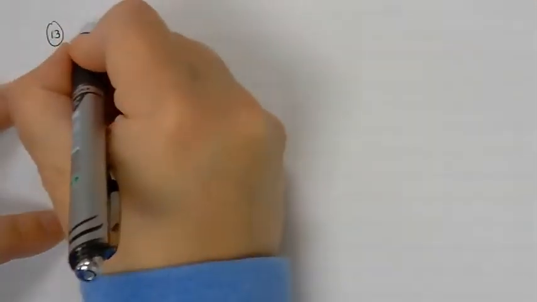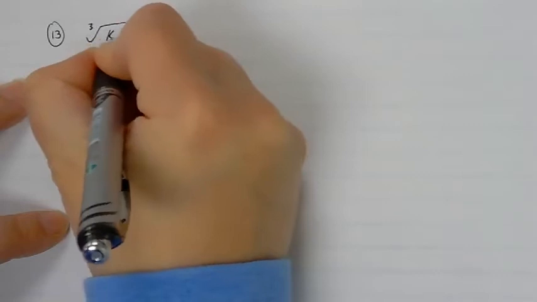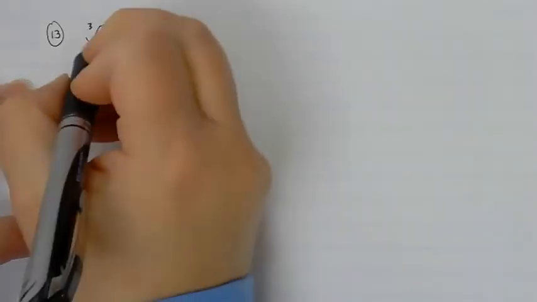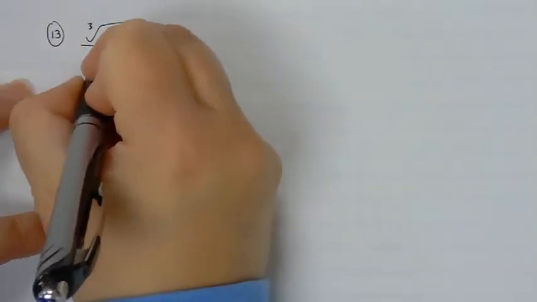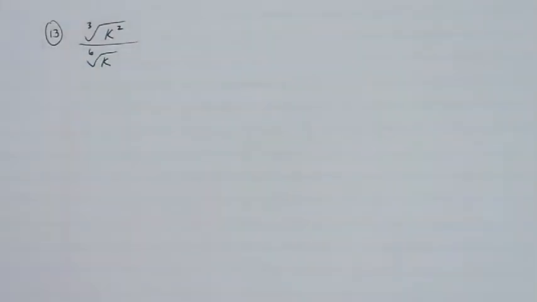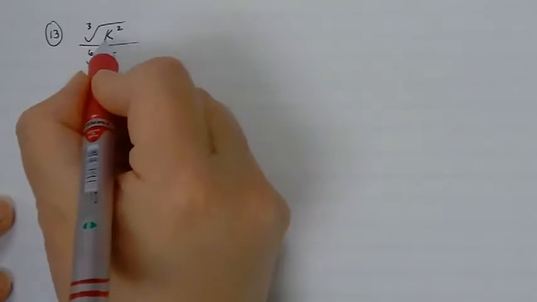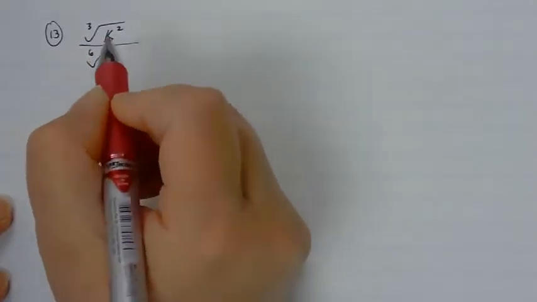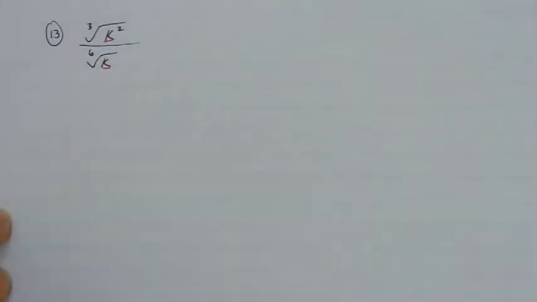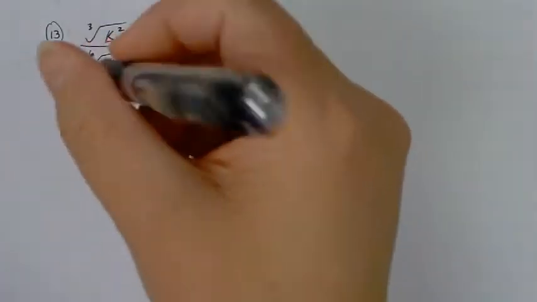Let's talk about the last part here, when you divide. So I've got the cube root of k squared over the 6th root of k. It's important to note here that these have the same base value. These numbers have to be the same before you can do anything with these. So since those are the same, I'm going to turn these back into fractional exponents.